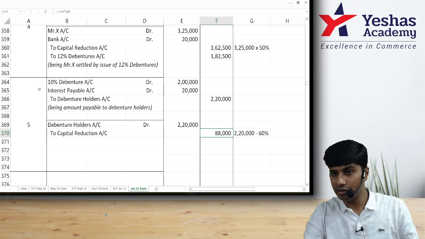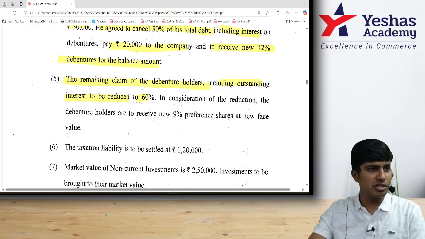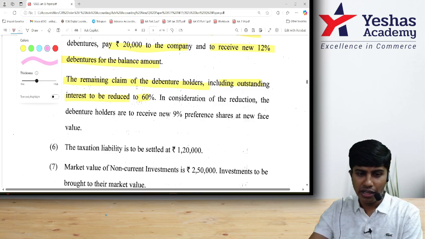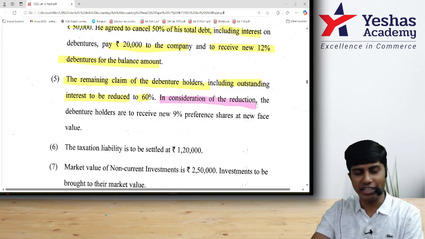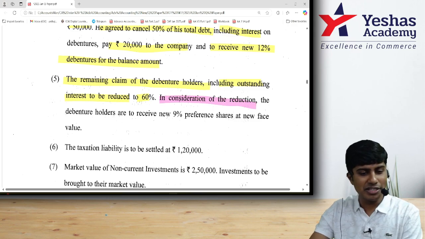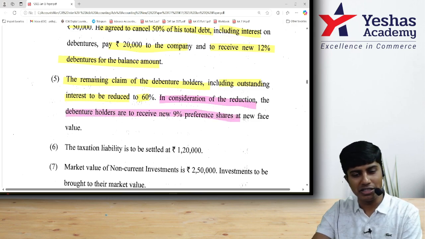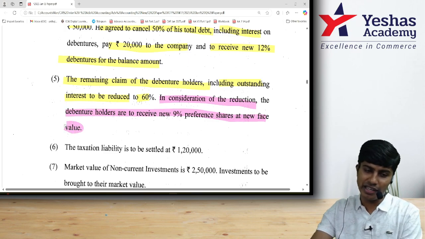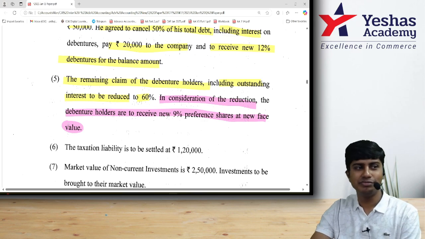1,32,000 we owe them here. This is where the beauty comes. Observe this. This I would need your full attention and focus. In consideration to the reduction, the debenture holders are to receive new 9% preference shares at new face value. Here there is an element of grey.